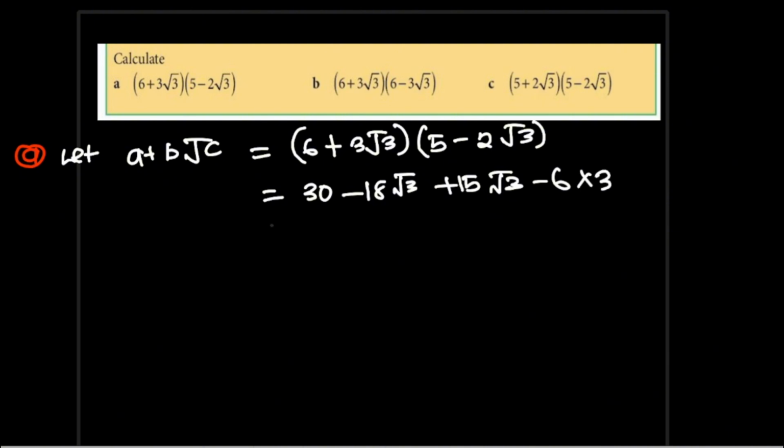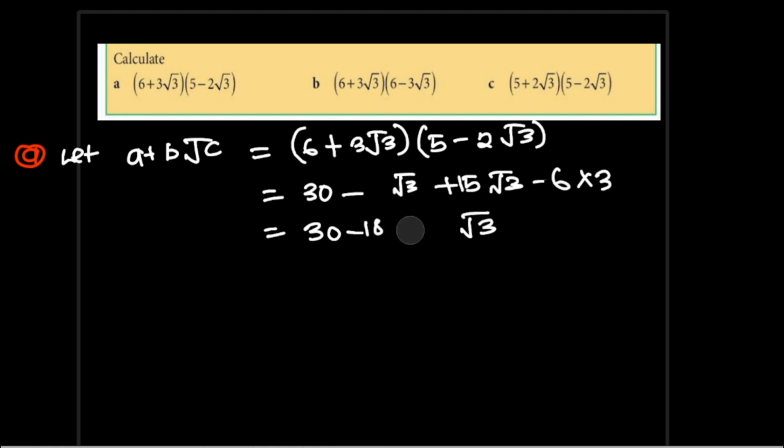So we can collect like terms here. Let me just correct that: 6 times 2, that should be 12, so minus 12 root 3 and plus 5 root 3.